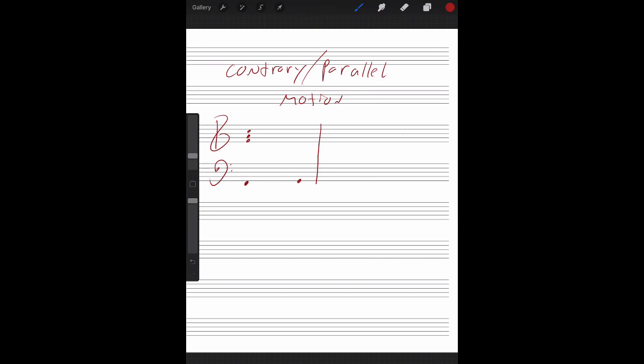A more contemporary sound, as found in pop and jazz, is parallel motion, in which the voices move in the same direction as the bass. Either way, each voice should move to the next closest position.